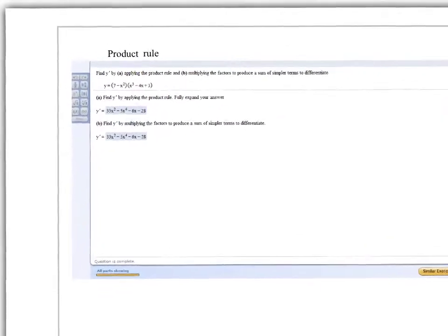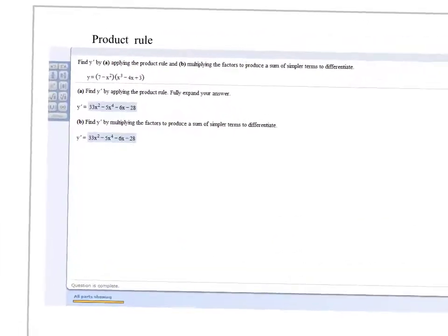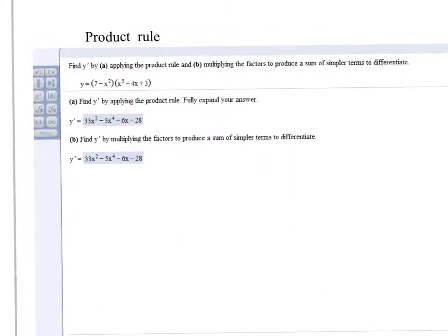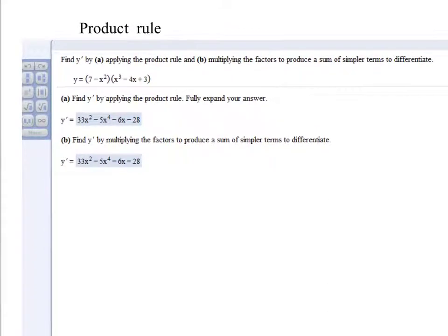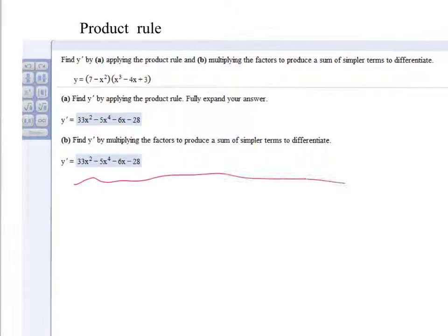Okay, the next one I want to practice with you is a product rule. I'm really going to try, and you see I'm trying to zoom in on this so you can see it. Okay, so it says find y prime by applying the product rule and multiplying, and then try it in a different way by actually multiplying these polynomials out and then taking the derivative. So first I want to practice just using the product rule.